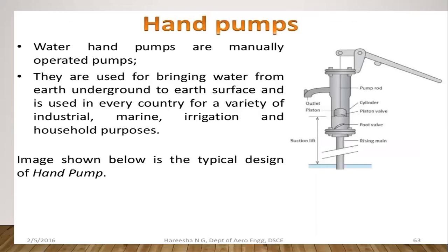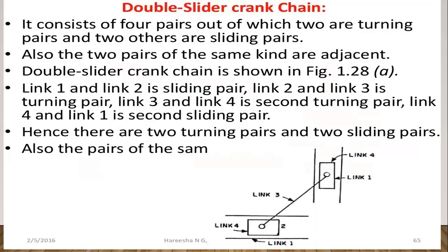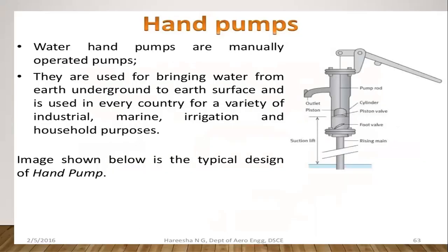Next one is the hand pump. So this is also an inversion of the single slider kinematic chain. Generally these water hand pumps are manually operated pumps, and they are used for bringing water from underground to the earth's surface, and are used in every country for a variety of industrial, marine, irrigation and household purposes. So they are used for different types of purposes. In the picture you can see the hand pump.